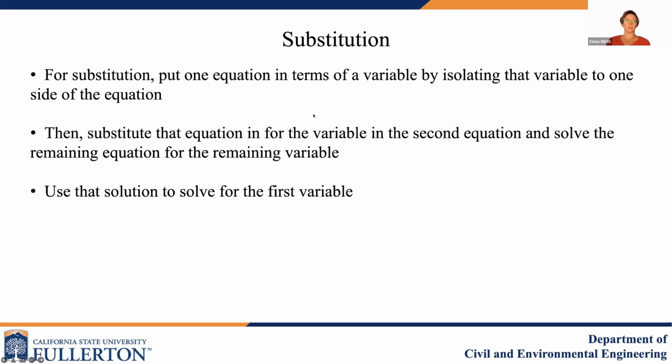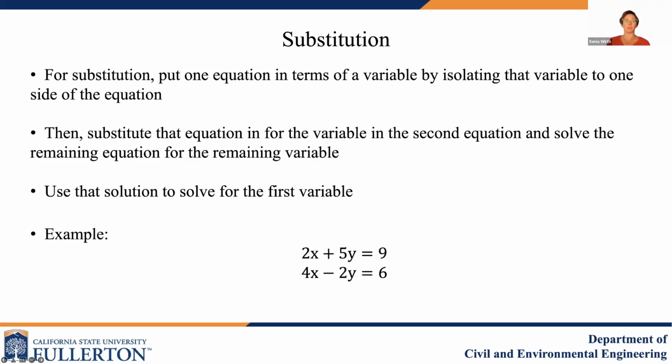For substitution, you put one equation in terms of a variable by isolating that variable on one side of the equation, then substitute whatever the expression is for that variable into the second equation and solve for the remaining variable. Use that solution to solve for the first variable that you don't know. It's easier to see this with an example.